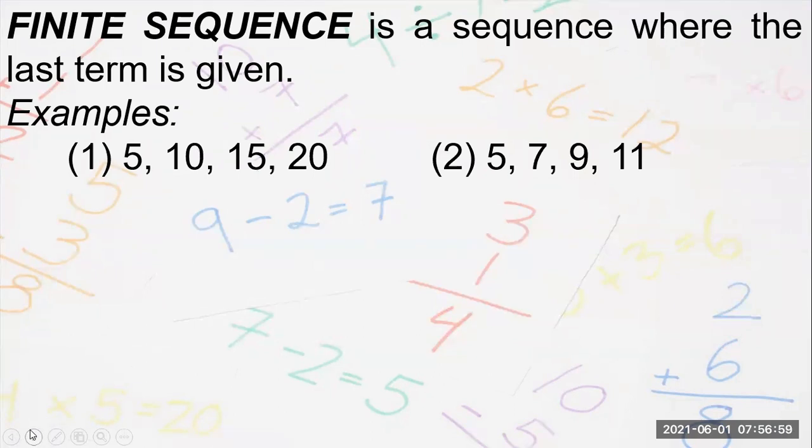Likewise, we also have the given 5, 7, 9, 11. So it is also called a finite sequence since ang last term ay given, which is 11.